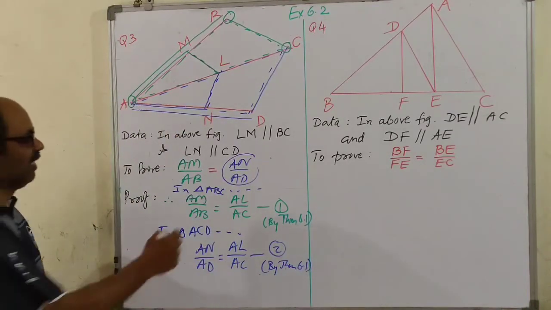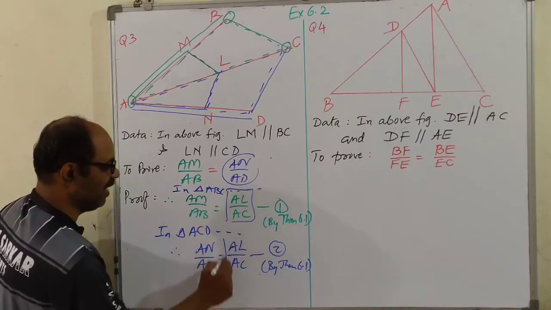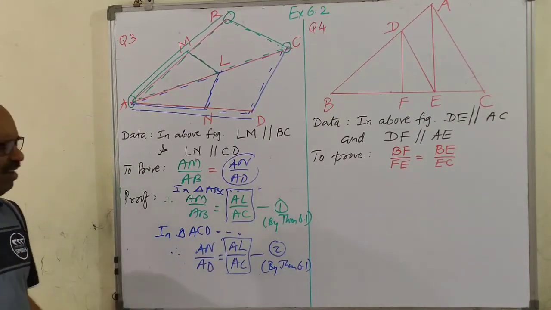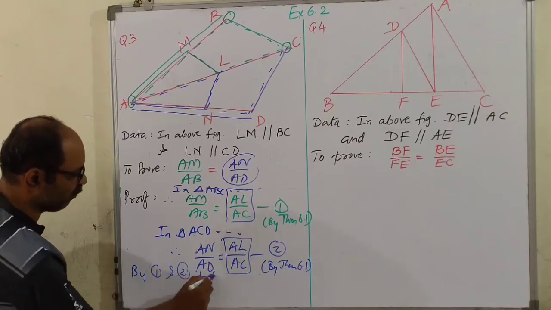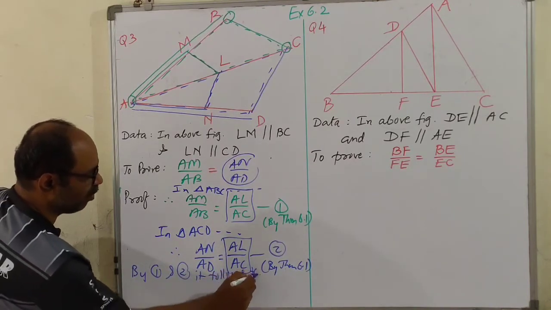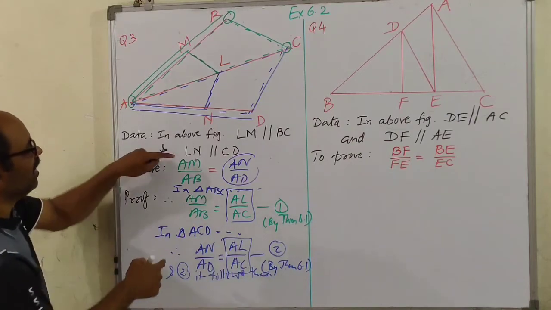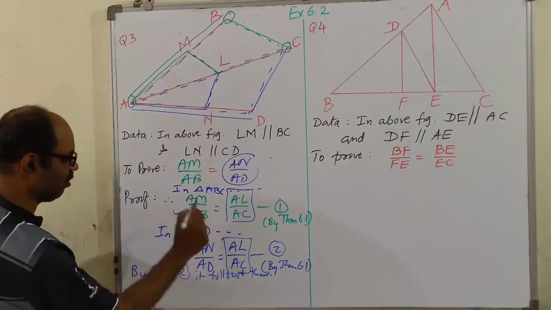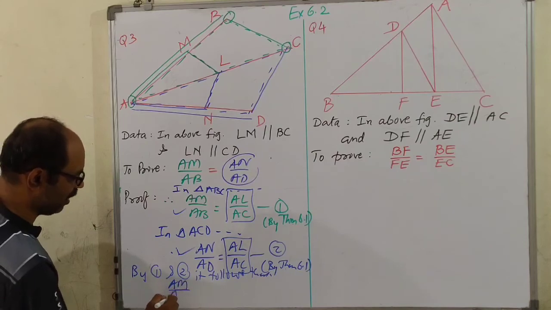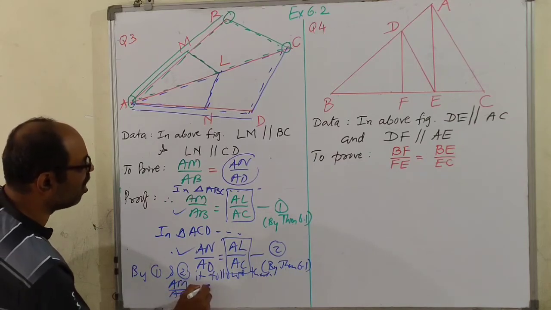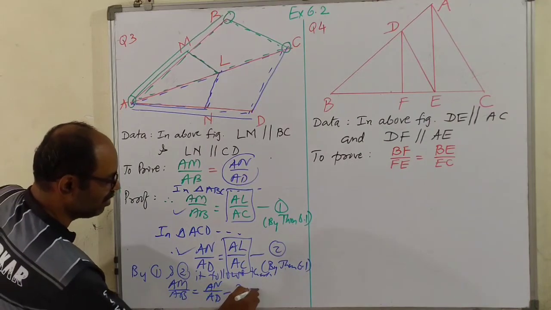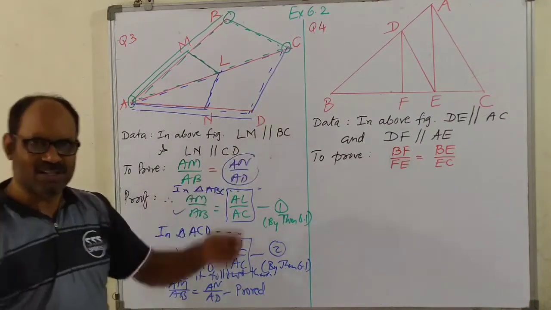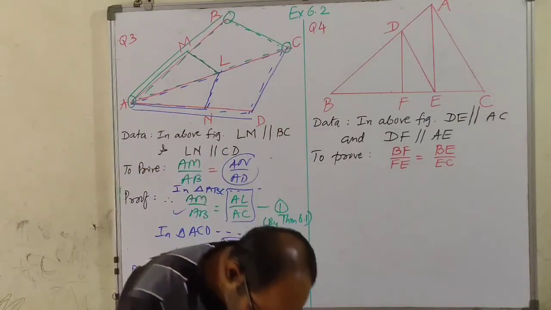See results 1 and 2. See the right hand side, AL upon AC, AL upon AC. So straight away write by 1 and 2, it follows that AM upon AB is equal to AN upon AD. Proof. So easy. This is also similar. All right, let's see.